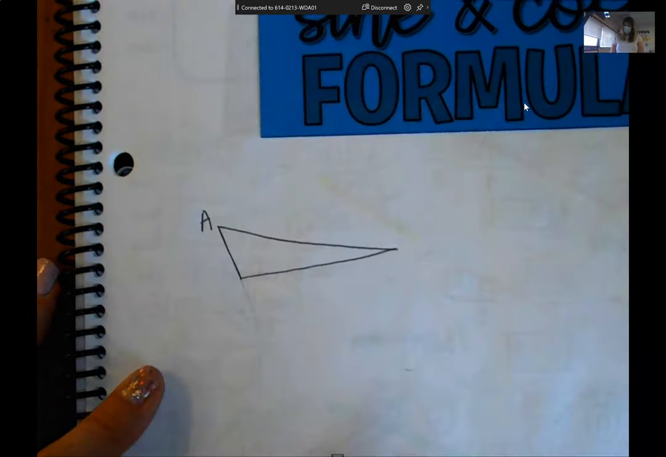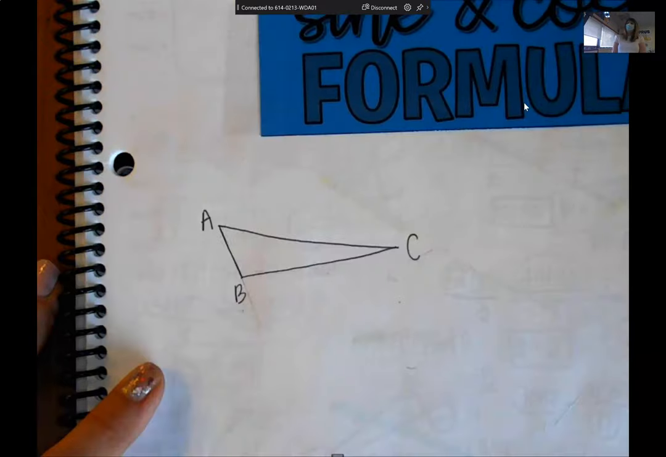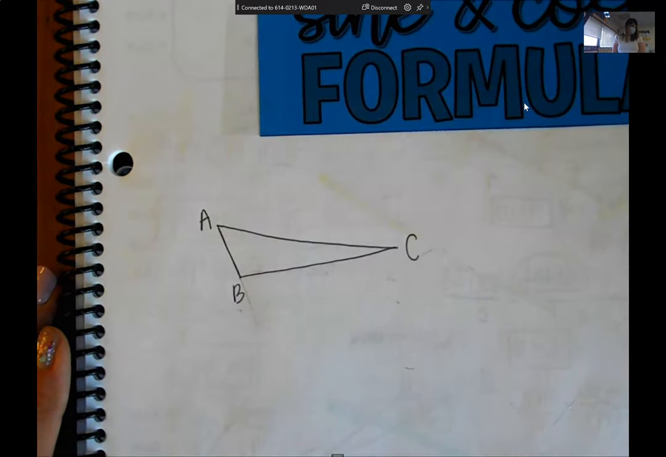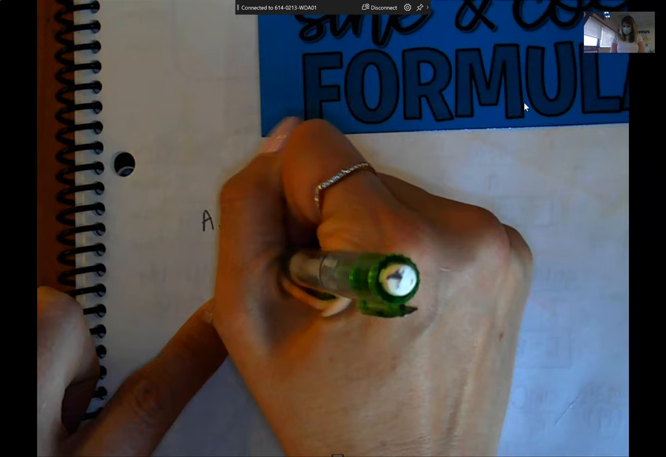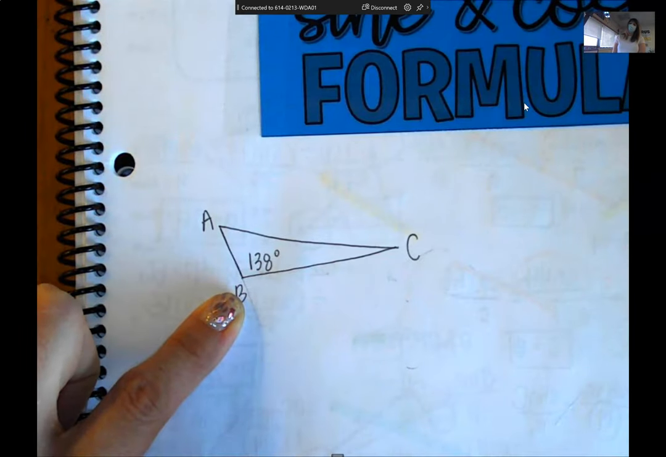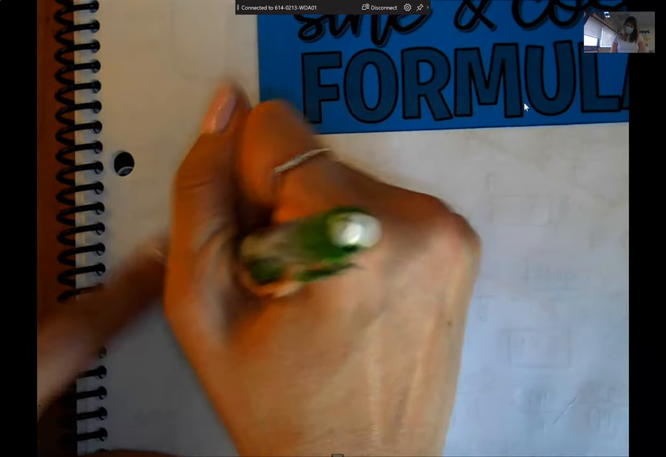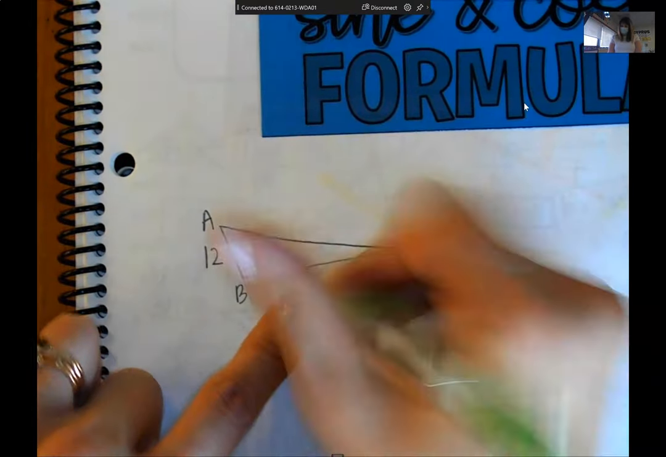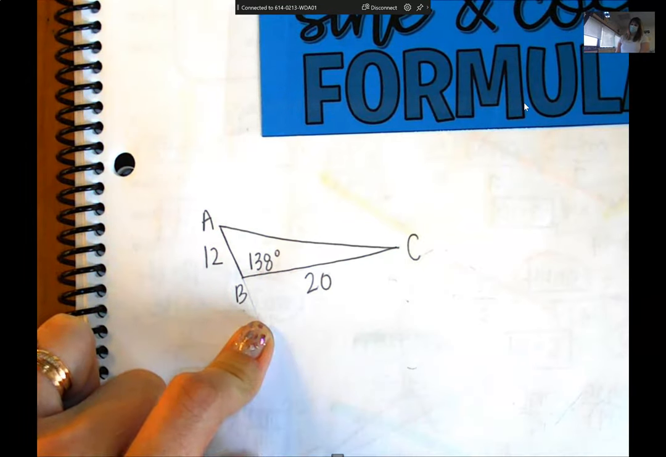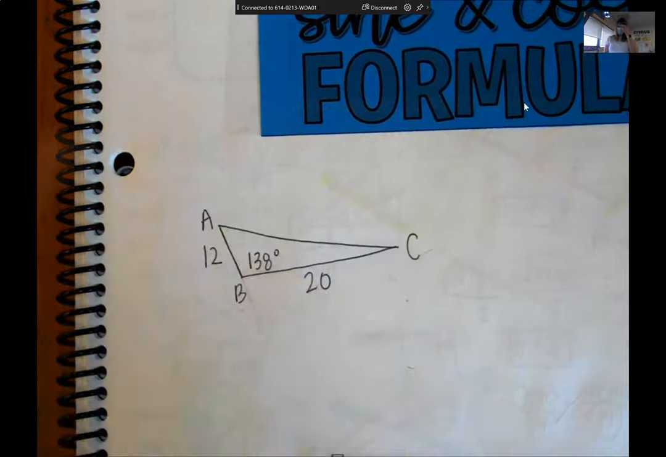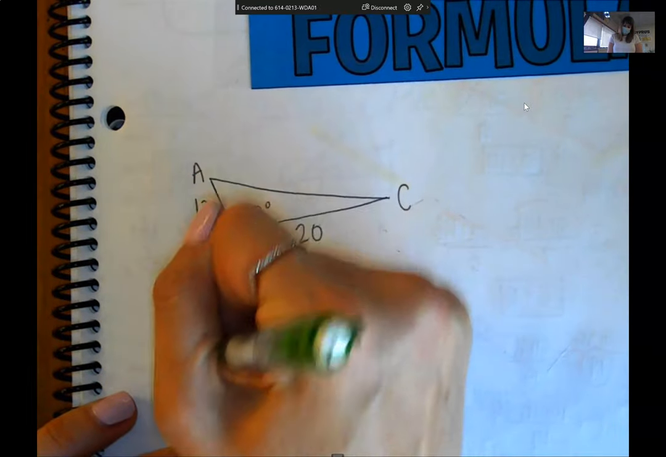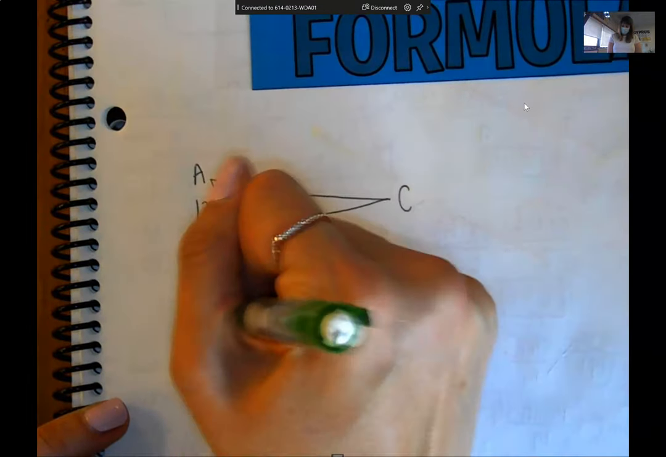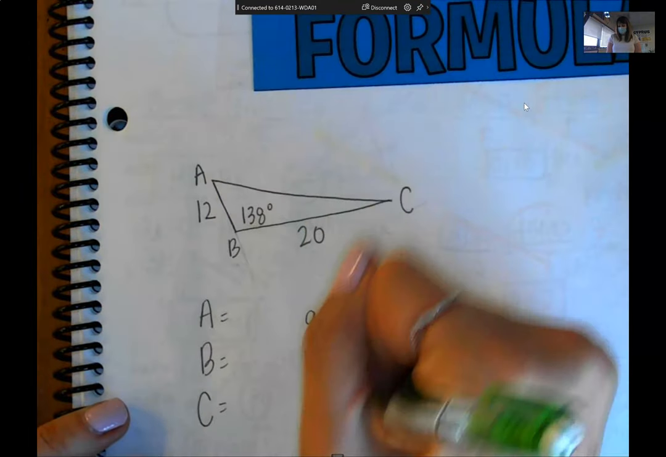A, B is the bottom point. C is the right point. They give you B. So B is 138 degrees. They give you the left side, which is 12. And they give you the bottom looking side, that's 20. So notice it is a sandwich, side angle side. And then you're finding exactly what we've been doing. A, B, C, little a, little b, little c.